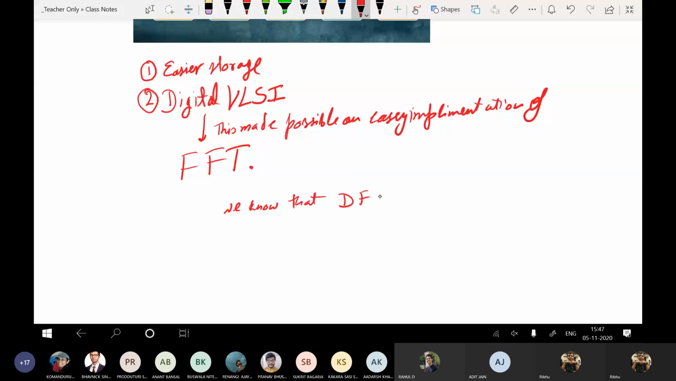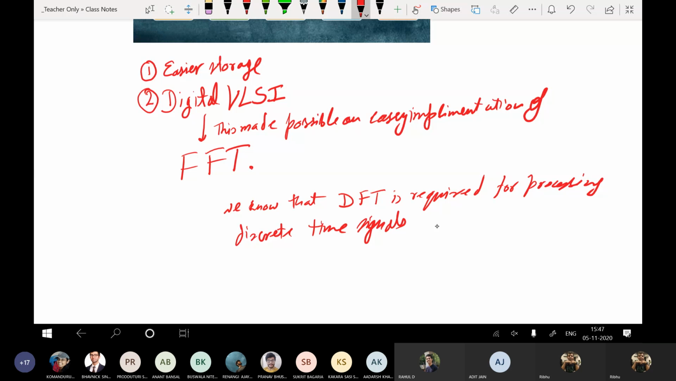DFT is required for processing discrete time signals and has a computational complexity of order n square. This you would have covered in your DSP course, right? Yes, sir. O of n square.